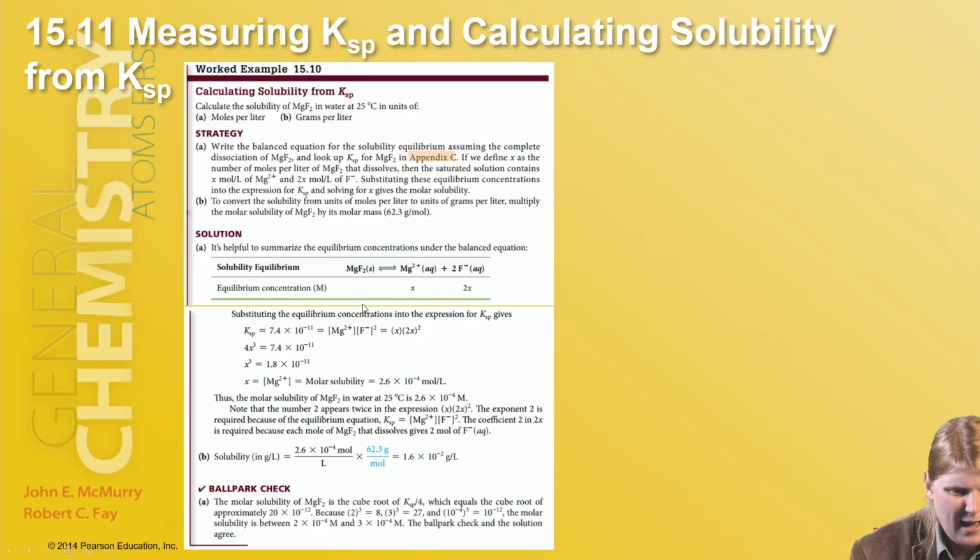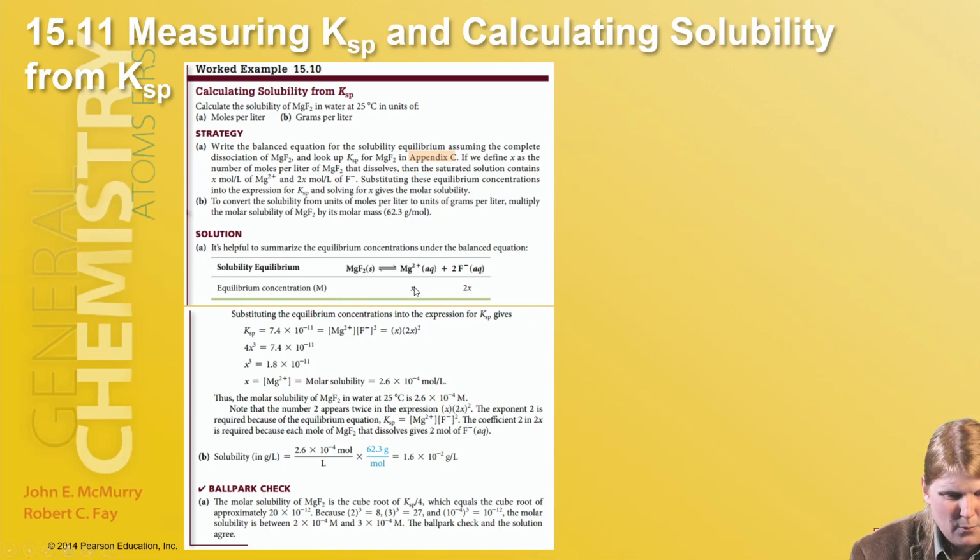Okay, so this is an ICE chart. We've summarized this expression. So this is X and this is 2X because there's two fluorines. That's just to make sure we get the 2 in there. So sometimes it'll be nice to make an ICE chart like this just so we can remember that we need to put a 2 in front of that fluorine. So then we can work this out. And if we know the Ksp, this X is the solubility.